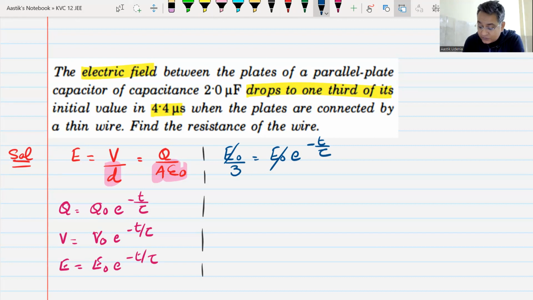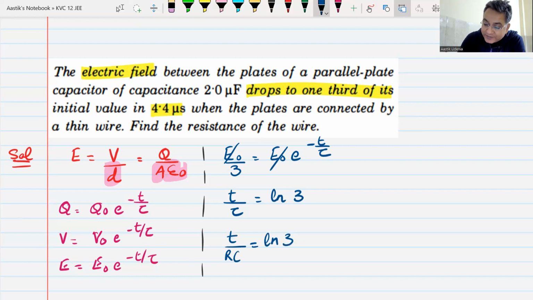I hope you understand how to take logs. So what will I get? I will get t by tau as ln of 3. T by RC will be equal to ln of 3, my dear friends.